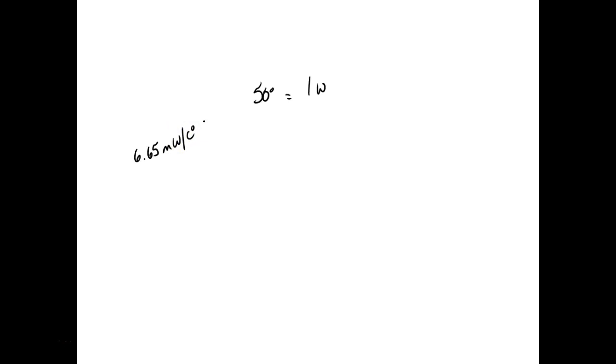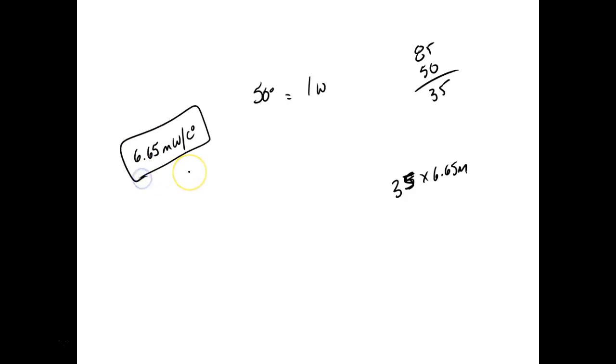So let's say I operated at 85 degrees. I'm going to subtract 50 from that. That gives me what? 35. I'm going to take 35 and multiply it by 6.65 milli. Oh, 35, Rich. Yep, because that's what it says for every degree centigrade above 50, right? So what does that give me?